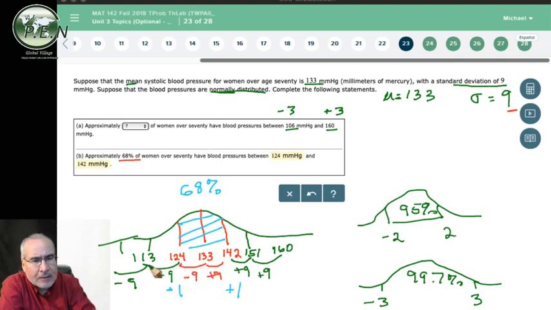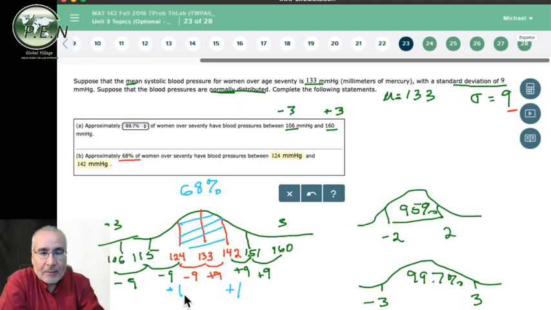Did I do that right? No, not 113. I'm going the wrong way. Subtracting is harder to do than adding. 115, that's going to give us 106 here. Okay, so 106 to 160 is 3 below to 3 above, and that is the case that we get over here, so that is the 99.7%. So that's how we answer these types of questions.